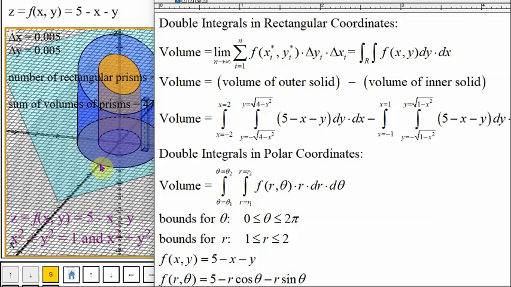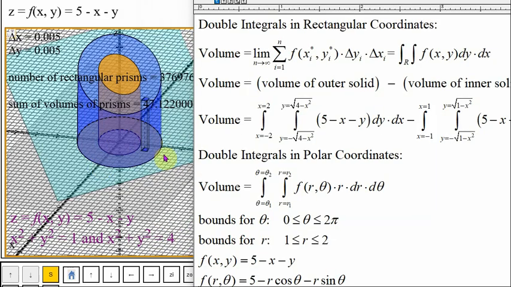to 2. This is the y-axis right here, and this is the x-axis. And so the part of the circle that is above the x-axis is going to have the equation of y equal to the square root of 4 minus x squared. And then the part of the circle that is below the x-axis is going to be y equal to negative square root of 4 minus x squared. And then the height will be 5 minus x minus y. And this is for the volume of the outer solid.